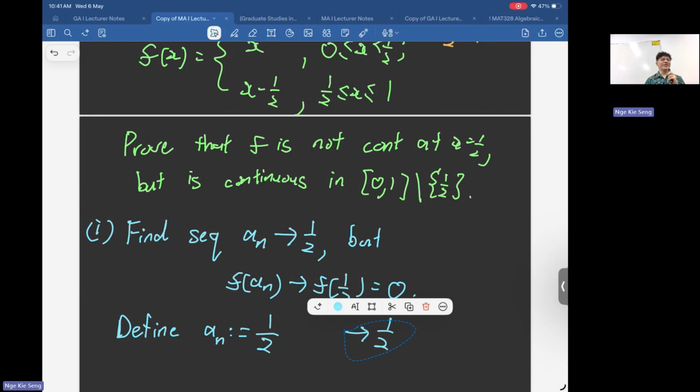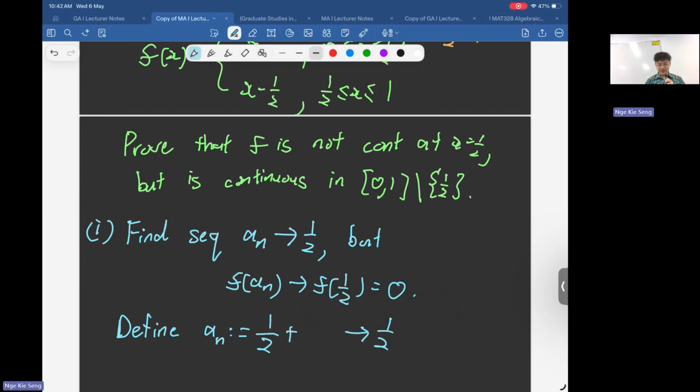1 over n, 1 over n plus 1, 1 over n plus 1 also can. So maybe you can consider half minus 1 over n plus 1. So maybe you can ask a question, does this converge to half? Yes. You can view this as a constant sequence. This one converges to 0, so half minus 0 is half.